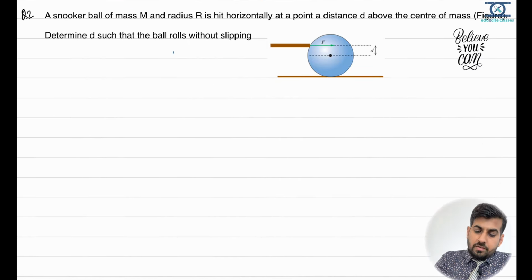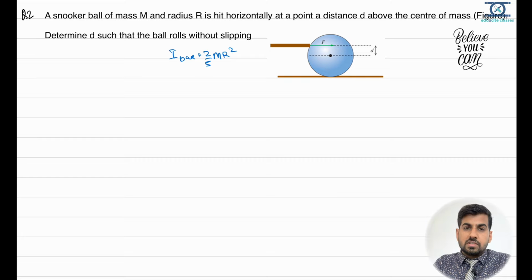So here the moment of inertia is given to you. Moment of inertia of the ball is 2 by 5 m r square. You can use this moment of inertia. Now pause the video and solve.